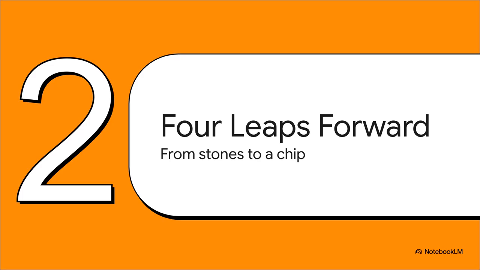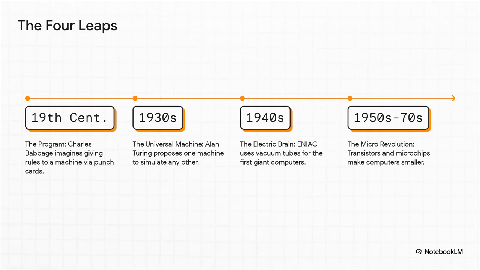So, how did we get from that simple three-step idea to the incredibly powerful devices we have in our pockets? Well, the journey wasn't a slow, steady crawl. It happened in four huge, distinct leaps forward that took us from a counting stone to a brain on a chip. Okay, first up, in the 1800s, Charles Babbage dreamed up the idea of giving a machine its rules on punch cards. That was the birth of the program.